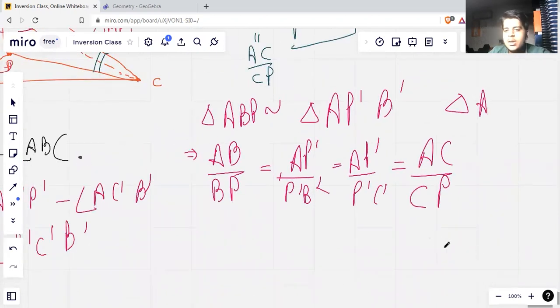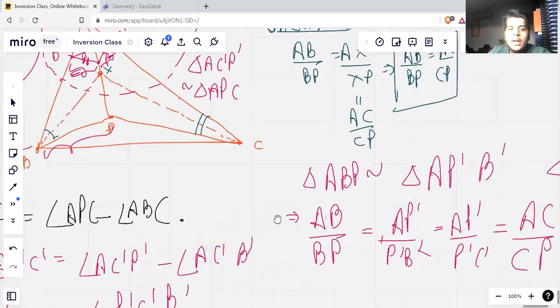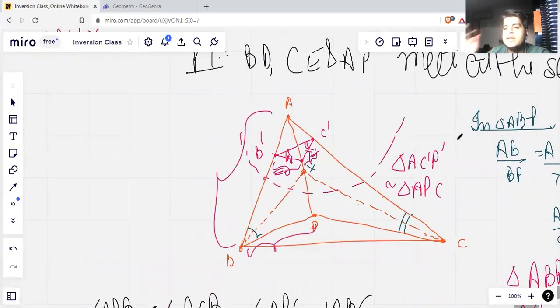So what's the nicer idea here? We can invert about a random radius and things are still nice sometimes.